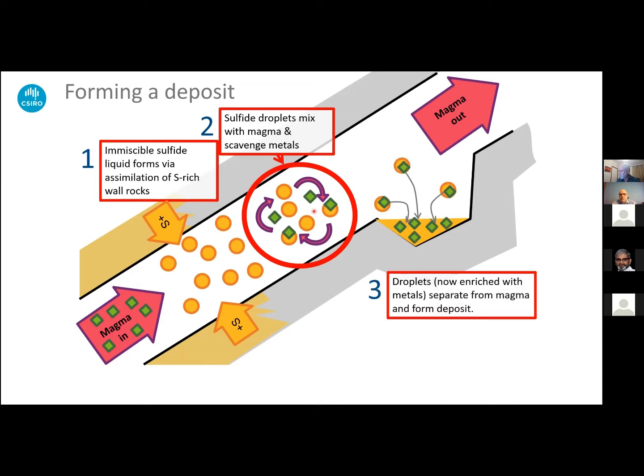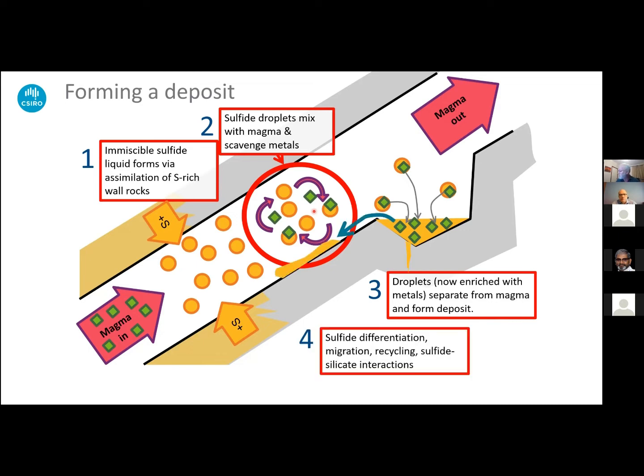Then the next step, and what we used to think was really the last one, was the physical segregation of that sulfide liquid into some sort of trap site, some sort of accumulation site, where it then solidifies to make the ore deposit. Over the last few years, we've realized that's not really where the story stops. There's a lot of extra stuff that happens after that: sulfide differentiation, migration, recycling, sulfide silicate interactions, and we'll get into some of that as we go along.